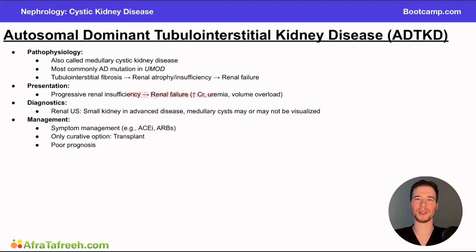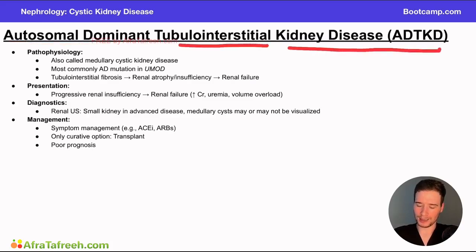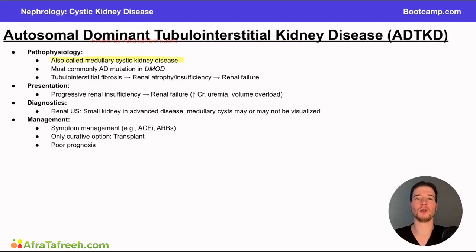Really quick video here, just something that's not commonly tested, but I want you to have been exposed to it before test day. It's a pathology that can theoretically come up, and that is autosomal dominant, so it's inherited, tubulointerstitial kidney disease. Sometimes this is also called medullary cystic kidney disease as well. So again, general overview, this is another type of cystic kidney disease. The location of these cysts changes, and that's what makes it unique.